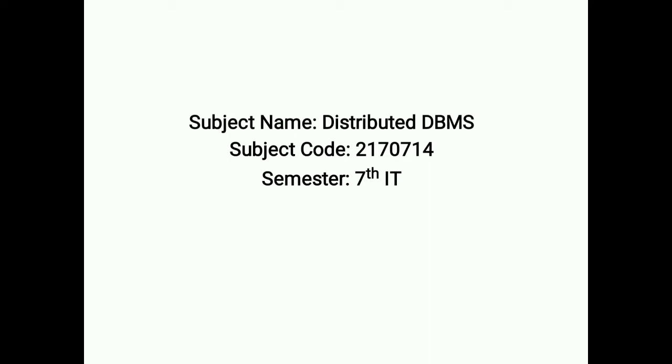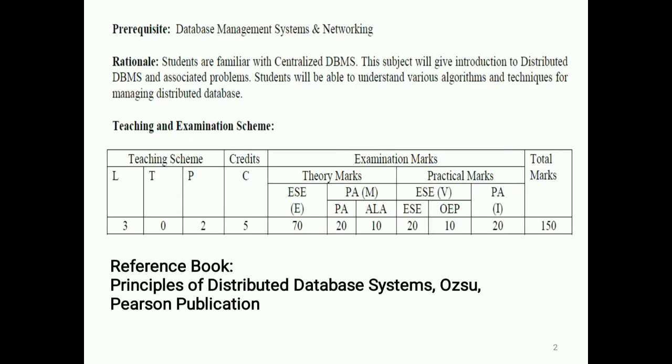We have to learn it in our 7th semester, and its subject code is 2170714. In this video lecture, you will get basic information about this subject. So what is the prerequisite of this subject? To understand this subject better, you have to first clear the basic concepts of database management system and networking. From this subject, you will get the introduction and basics of distributed DBMS and its associated problems. So you will be able to understand various algorithms and techniques for managing distributed databases.